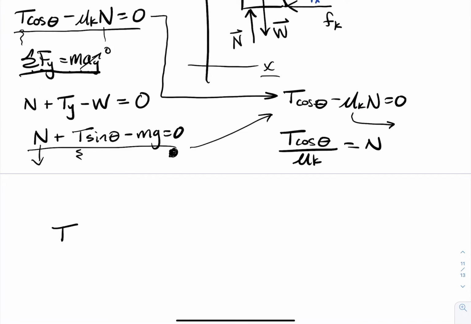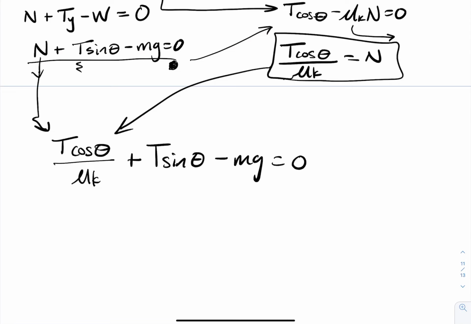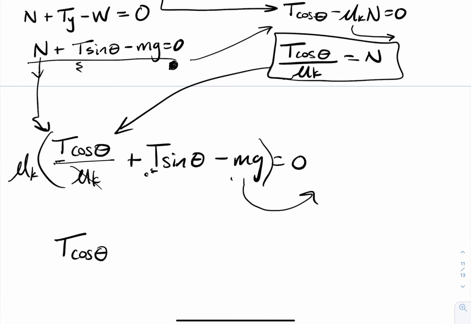So now we have T cosine theta over mu sub k, that's n, plus T sine theta minus mg equals 0. So this is a little ugly. What we need is T all by itself, so I'm going to multiply everything by mu sub k. That means mu sub k gets turned to 1 here, but it ends up in front of these 2 terms. And I'm going to add mg times mu sub k to the other side. So we'll get T cosine theta plus mu sub k T sine theta equals mu sub k mg.